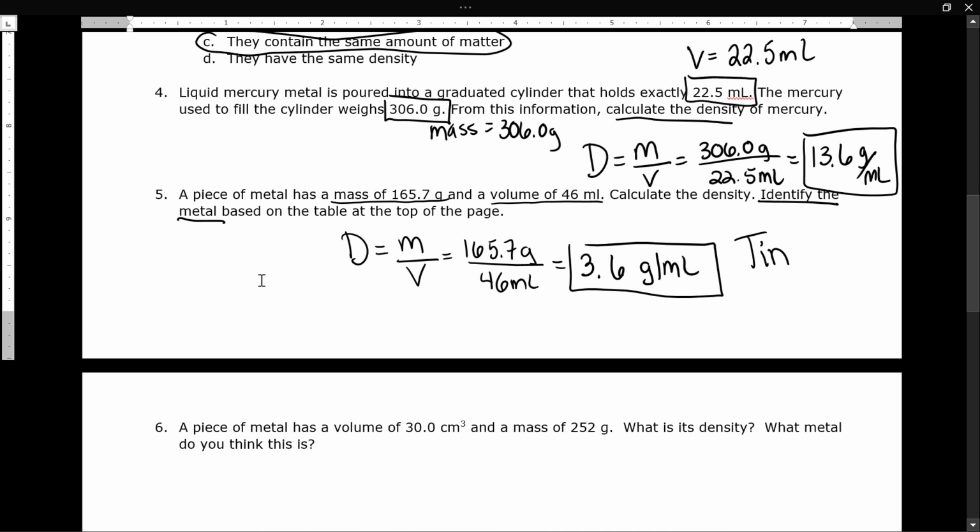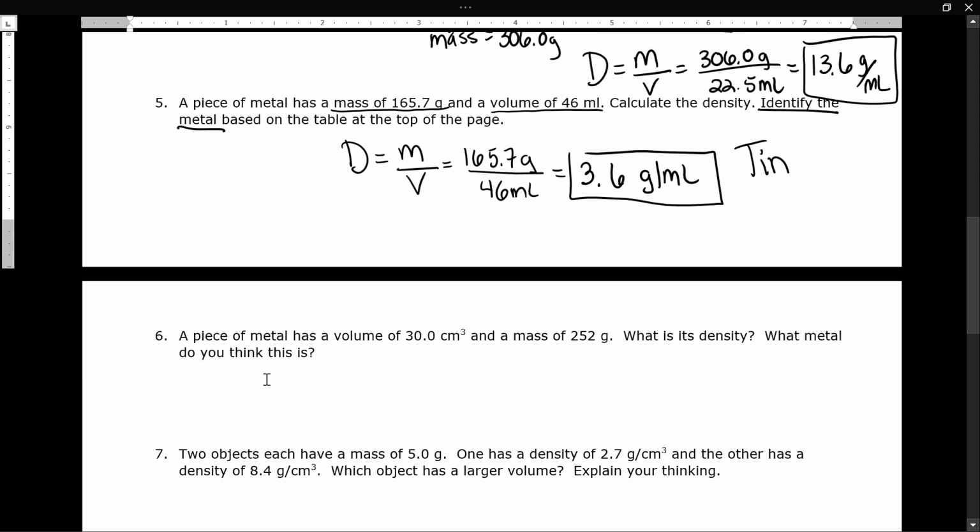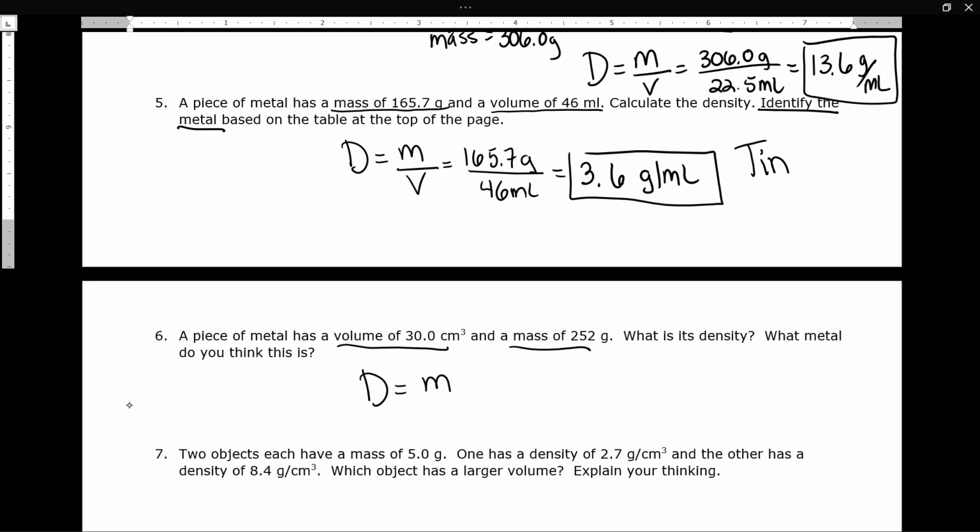Okay. So let's try one more practice problem here. You've got a piece of metal where you know the volume and you know the mass, and you're trying to solve for the density. So density is the mass divided by the volume. The mass is 252 grams. The volume is 30.0 centimeters cubed.